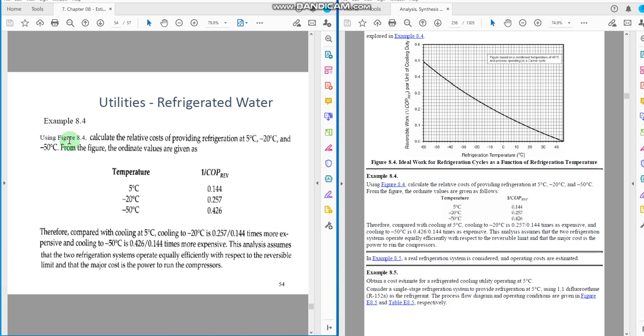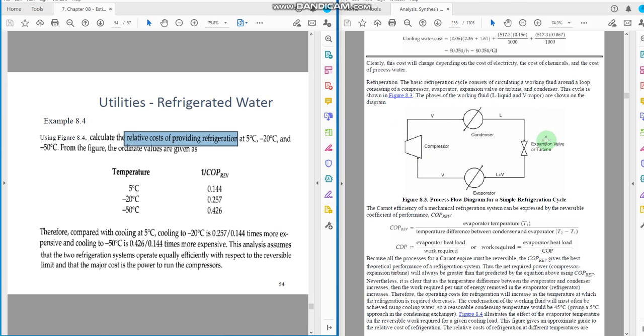So using figure 8.4, so this one is figure 8.4. Calculate the relative cost of providing refrigeration at 5 degrees C, minus 20 degrees C and minus 50 degrees C. From the figure, the ordinate values are given as follows. Okay. So what we are going to do here, we have to calculate the relative cost that is required for the refrigeration. Okay, so I will just take you back one figure.